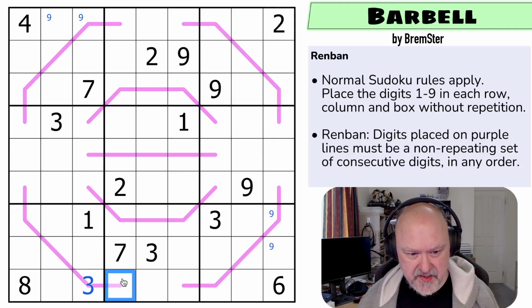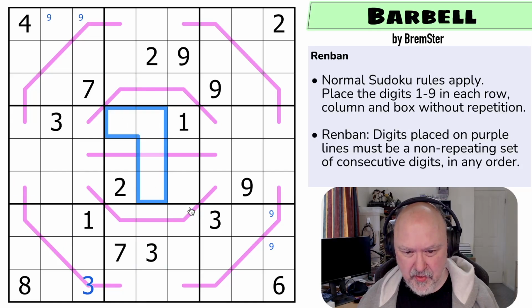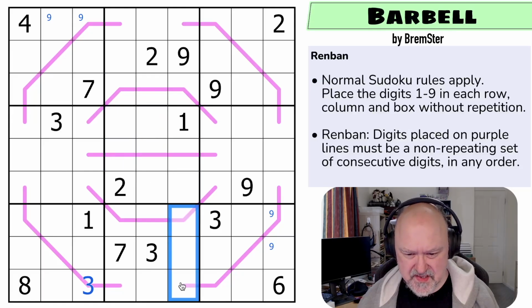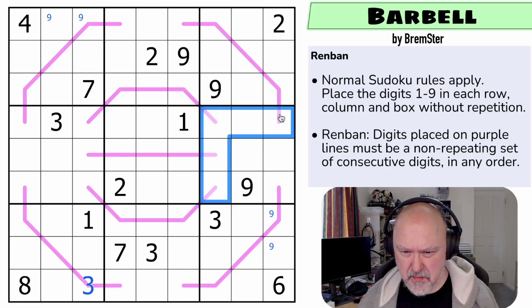Can't put a 2 here, but this could still contain a 2. 3 is not in any of those, so there's a 3 in one of those. 2 is down here. Can I do more with 3? Or is it 9s?